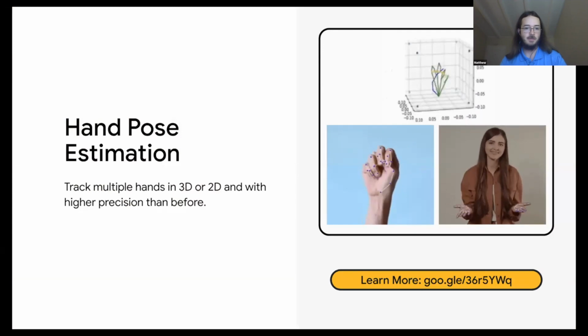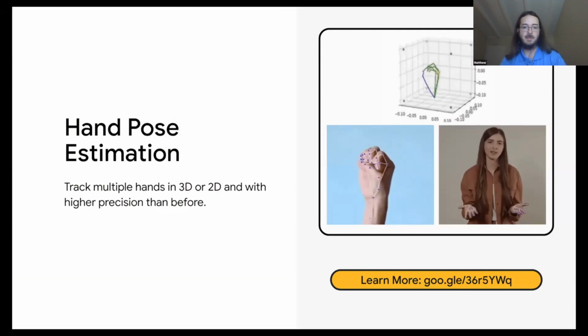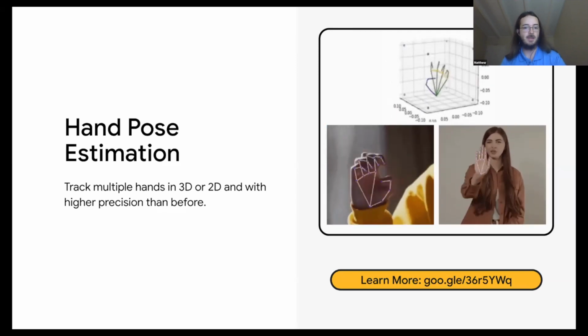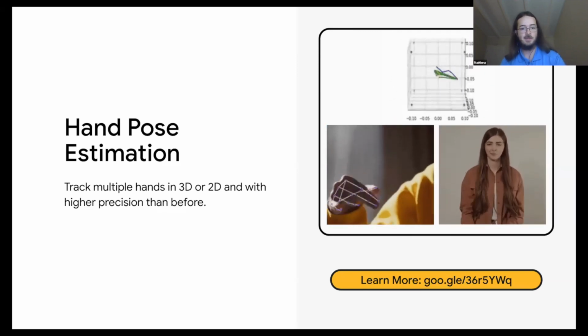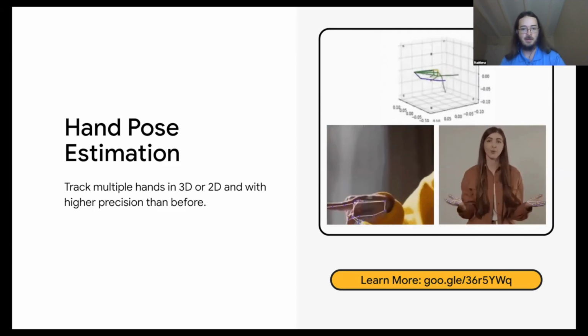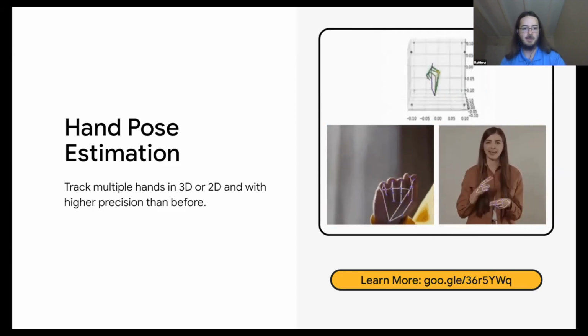Next, let's turn our focus to hands. Some updates to our hands model now allow tracking of multiple hands at the same time in 3D or 2D with higher precision than before. On a modern desktop computer, you can get about 120 FPS with this kind of model.